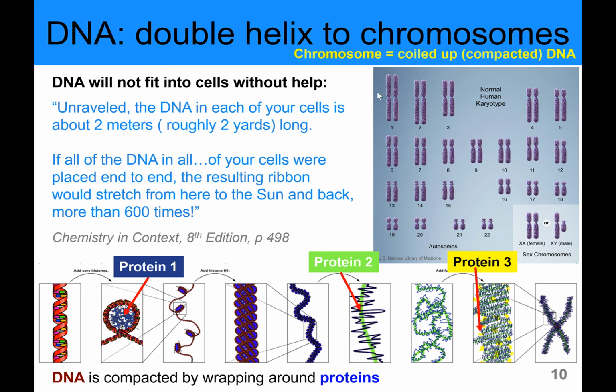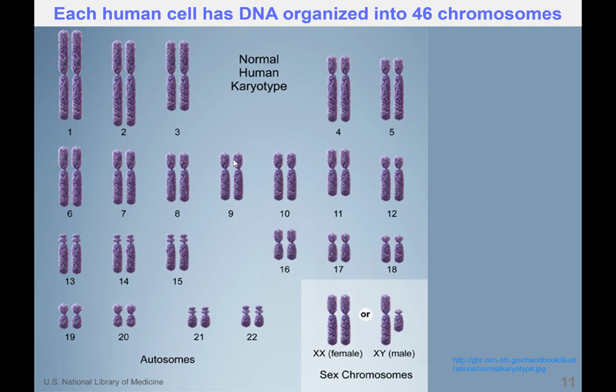So each of these chromosomes that we see is really coiled up DNA. It's still this same molecule we've been talking about, but it's just all wrapped around these proteins to make it smaller. And they have these shapes kind of like this. All right, so this is called a karyotype. You don't need to remember that word, but that's sort of a picture like this of all the chromosomes inside a human cell that are organized.